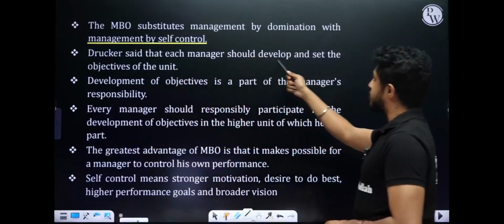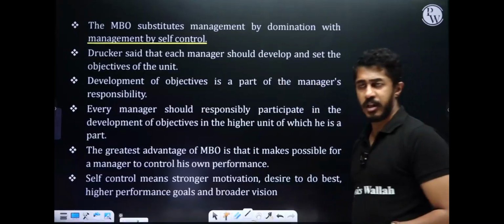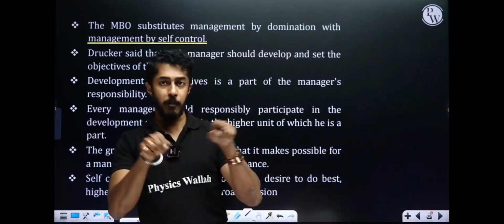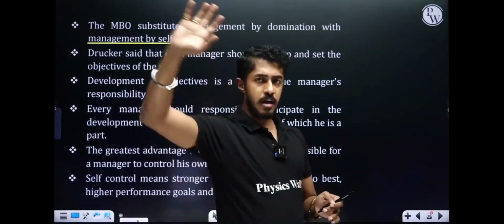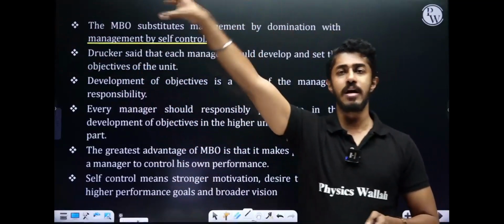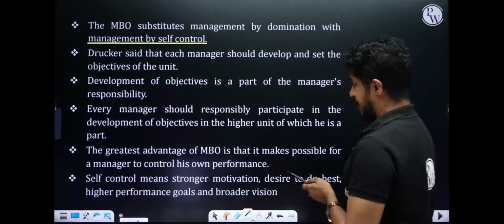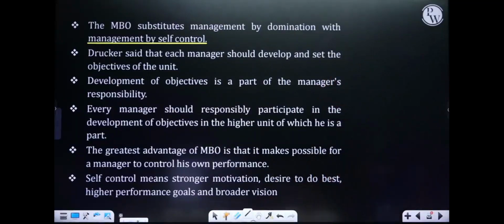Drucker said that each manager should develop and set the objectives of the unit. That means I will be responsible for my small team. Abarna, her team. Satish, his team. Suganya, her team. Development of objectives is a part of the manager's responsibility. Every manager should responsibly participate in the development of objectives in the higher unit of which he is a part.